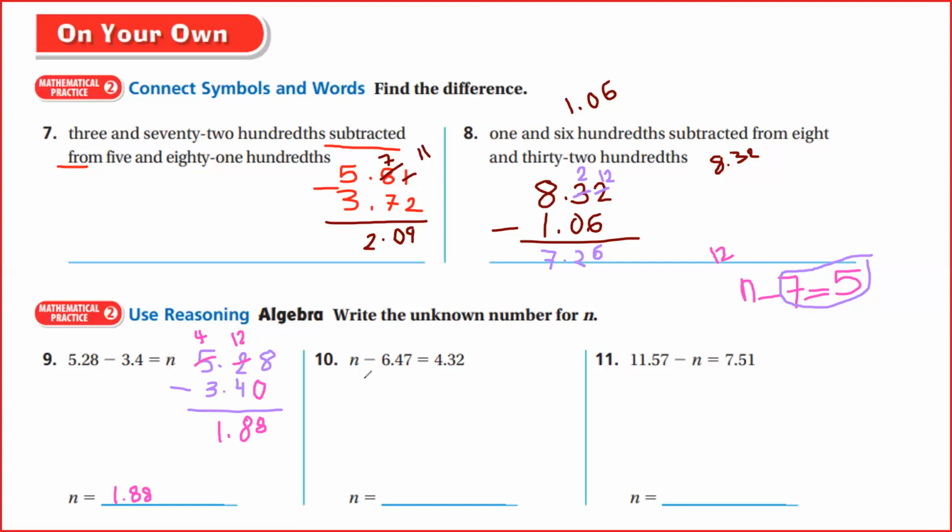Now look at number 10, Muna. In number 10 you have the same thing. n minus 6.47 equals 4.32. So what's the number that when you subtract 6.47 from it, you get 4.32? 10.7. How will you find it? What do you have to do? We will add them. Bravo, Muna. Muna will add these two numbers together. Thank you, Muna. Yalla, continue.